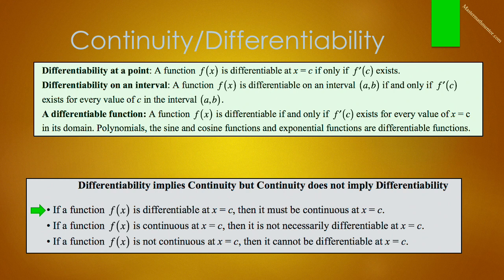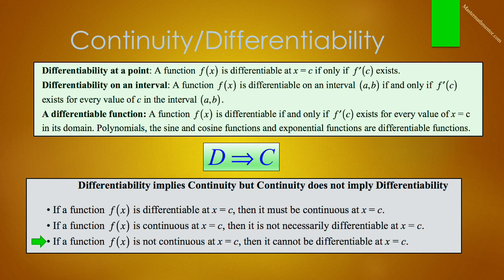Here are the rules that describe how continuity and differentiability are related. First, if a function f of x is differentiable at x equals c, then it must be continuous at x equals c. Remember, D, then C. Think of Washington, D.C. Second, if a function f of x is continuous at x equals c, then it is not necessarily differentiable at x equals c. We will see examples of that coming up.